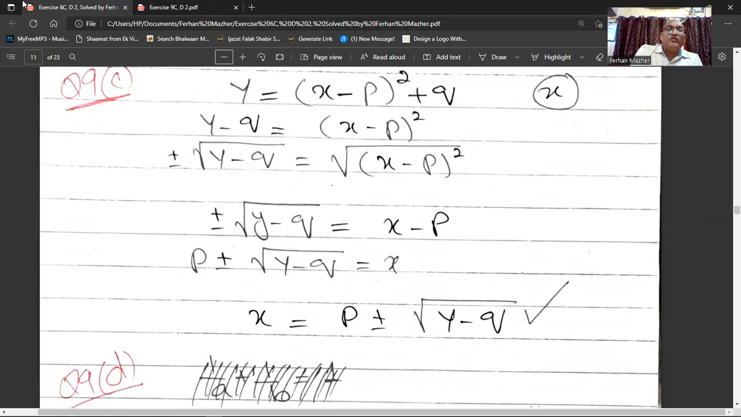Then I will take the square root on both sides. So you will have the square root of y minus q, with a plus or minus sign, and that equals x minus p. So minus p will go to the other side, it will be added. So x equals p plus or minus the square root of y minus q. So this is how you do question number 9, C part.